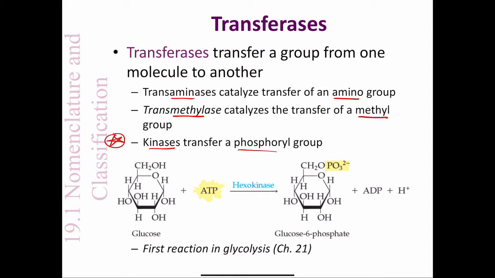So if we take a look at this kinase, hexokinase, what it does is it takes the molecule glucose and it transfers a phosphoryl group over here in this position. So the hexokinase, again, kinases are responsible for the transfer of the phosphoryl group. So here's my phosphoryl group highlighted in yellow. And this is actually the first reaction in glycolysis, and we will cover this reaction in chapter 21.